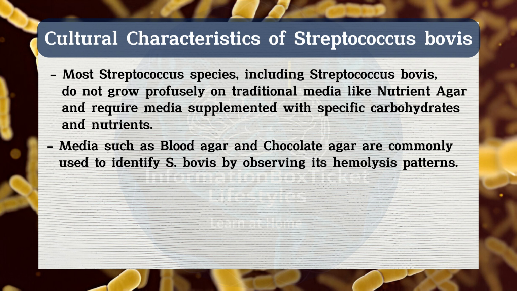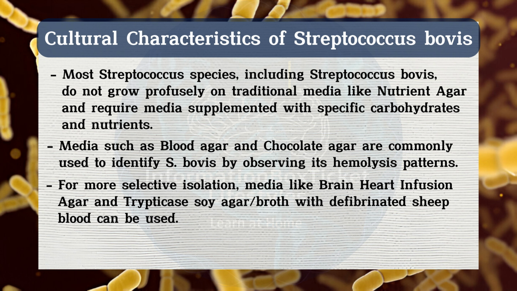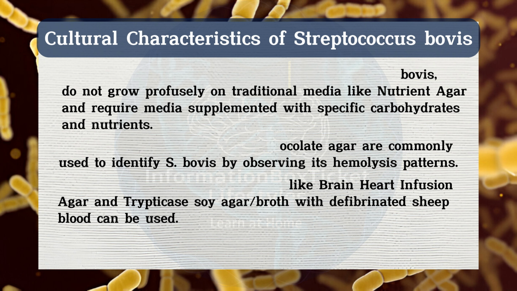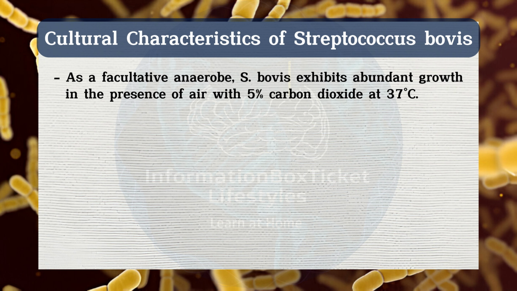Media such as blood agar and chocolate agar are commonly used to identify S. bovis by observing its hemolysis patterns. For more selective isolation, media like brain-heart infusion agar and trypticase soy agar broth with defibrinated sheep blood can be used. As a facultative anaerobe, S. bovis exhibits abundant growth in the presence of air with 5% carbon dioxide at 37 degrees Celsius.